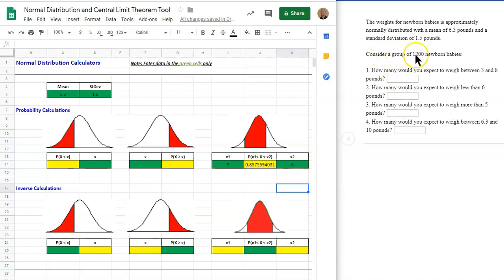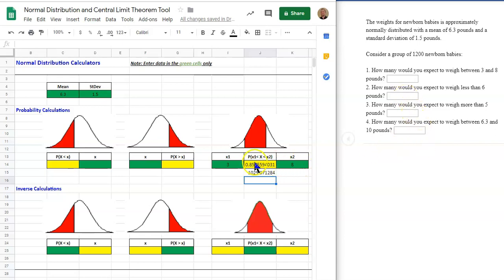So what we want to do is consider a group of 1,200 newborn babies, and we want to know how many we would expect. Well, we would expect this proportion of them, 85.75%. So to find this, we can do this in Google Sheets: equals 1,200 multiplied by this value above. So that is about 1,029. Since we want to know how many we would expect, we enter the answer rounded to a whole number, because we can't have a decimal if we're talking about the quantity of newborn babies.